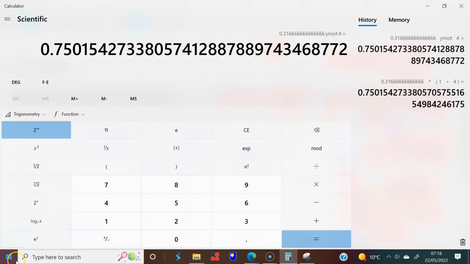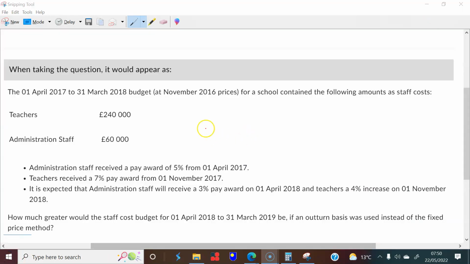Okay, great stuff. So this is a good question for revising outturn methods and contingency values. So let's understand what's really happening here. So we're told that this budget in front of you, the 1st of April 17 to 31st of March, was set. Again, let's just draw a timeline. Was set, if you like, in November 2016, because that's how it works. The future, if you like, of 17-18 is set in 16.